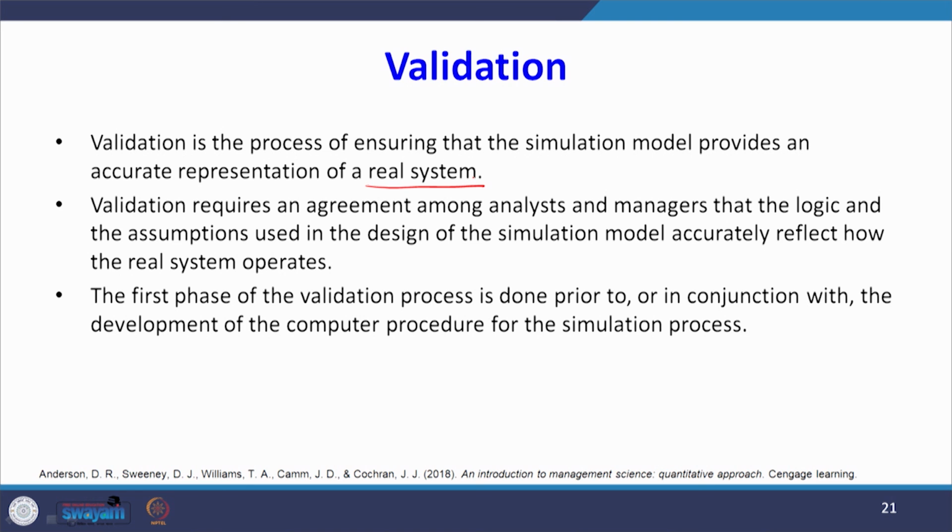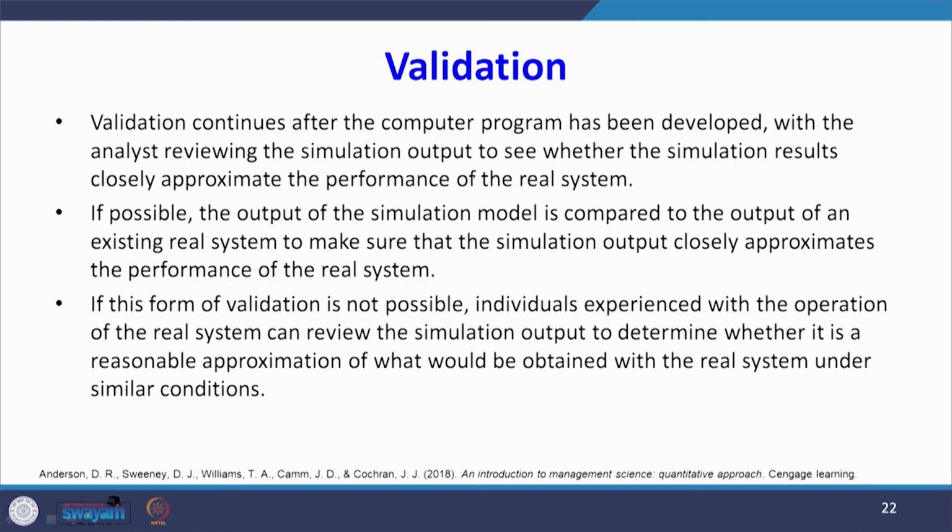The first phase of the validation process is done prior to or in conjunction with the development of the computer procedure for the simulation process. Validation continues after the computer program has been developed, with the analyst reviewing the simulation output to see whether the simulation results closely approximate the performance of the real system. If possible, the output of the simulation model is compared to the output of an existing real system to make sure that the simulation output closely approximates the performance of the real system. If this form of validation is not possible, individuals experienced with the operations of the real system can review the simulation output to determine whether it is a reasonable approximation of what would be obtained with the real system under similar conditions.